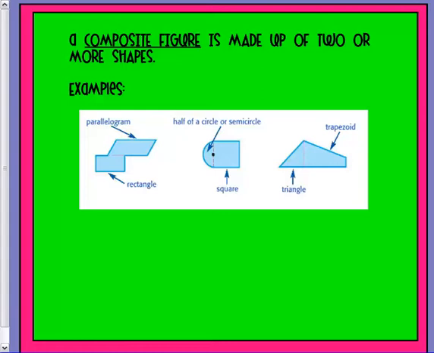Today we're talking about composite figures and their area. A composite figure is made up of two different shapes or more. If we look at this one, it's made up of a parallelogram and a rectangle. This has a half circle, or a semicircle, and a square, while this one's a triangle and a trapezoid. So we find the area of each piece and add them together.